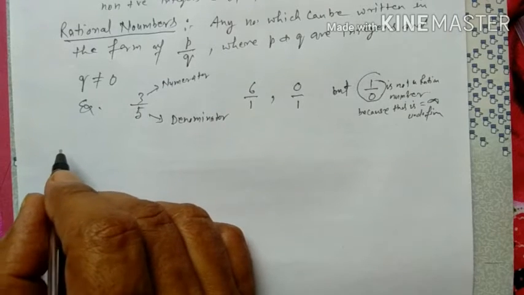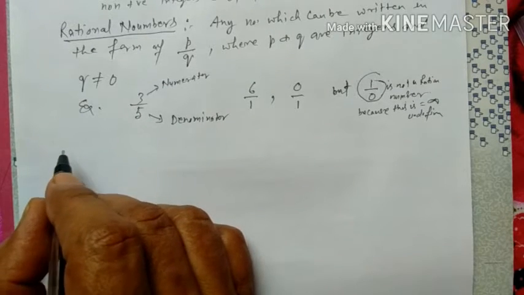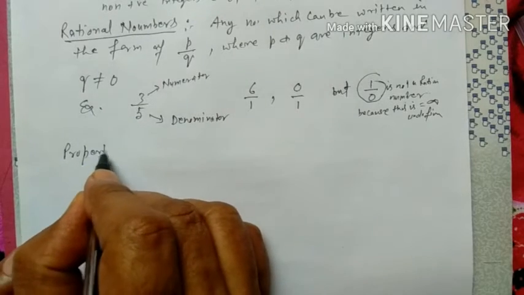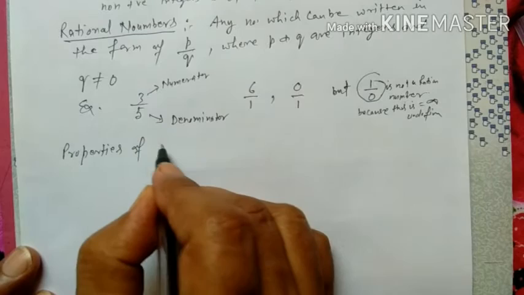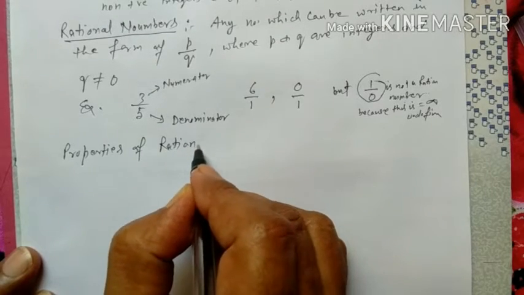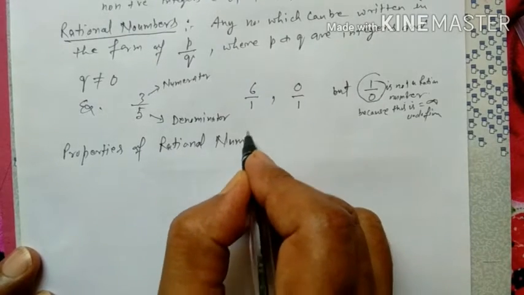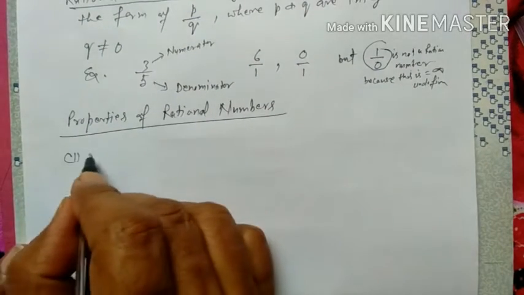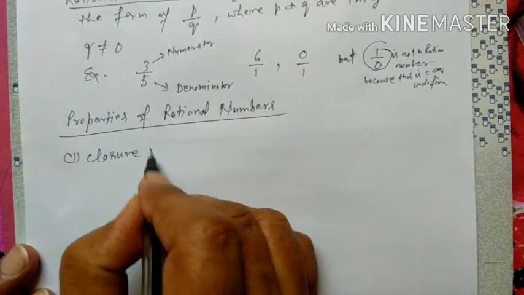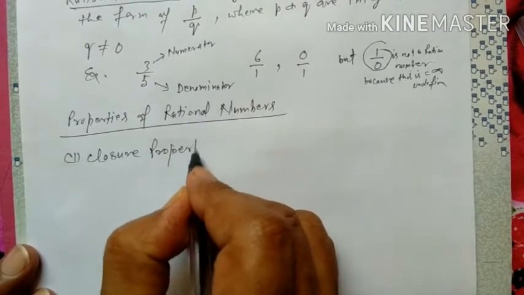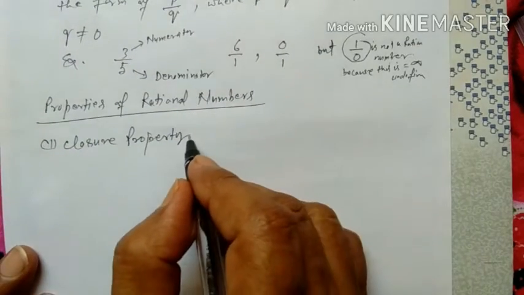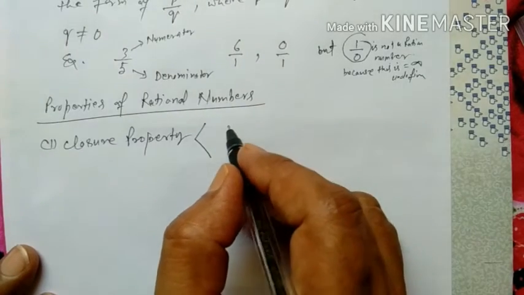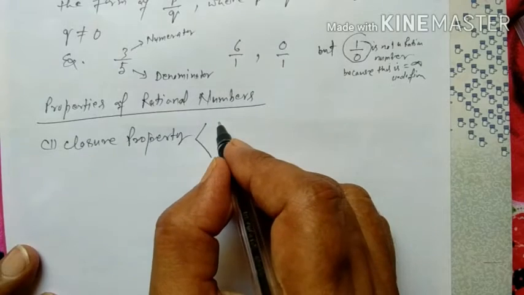So now there are some properties of rational numbers. Let's start the properties of rational numbers. The first property is the closure property. Rational numbers are closed under addition, subtraction and multiplication.